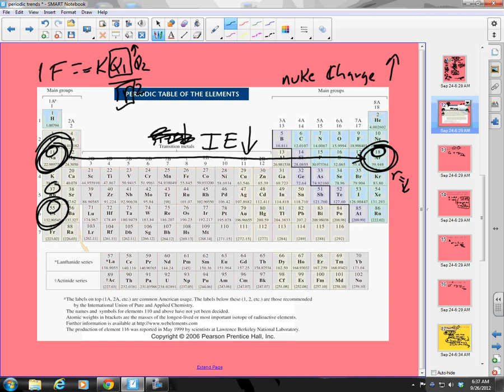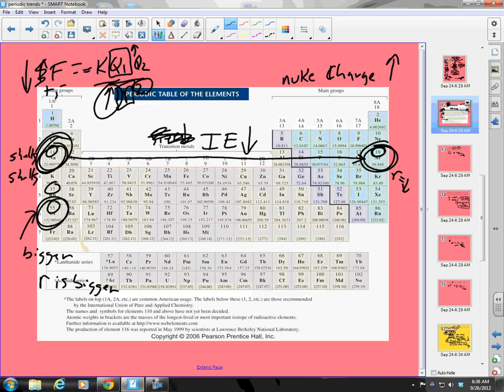So that would indicate that my force may go up, right? But what else is happening? As I go down, I'm adding shells, and if I add shells, that means my atom gets bigger. So this guy is bigger, and that means my R is bigger in my Coulomb's law. Which of these do you think is going to have a bigger impact? My R is squared, and my Q1 is not. And so really, the net effect is, even though Q1 gets greater, my distance has a greater impact, and my force of attraction between my nucleus and my electron actually decreases.